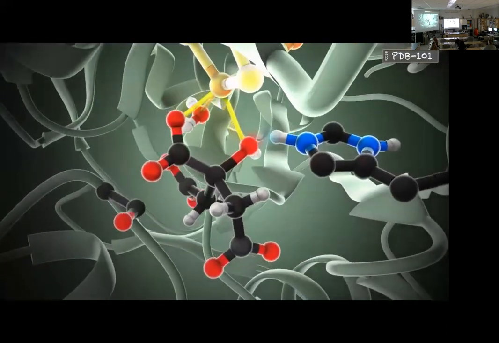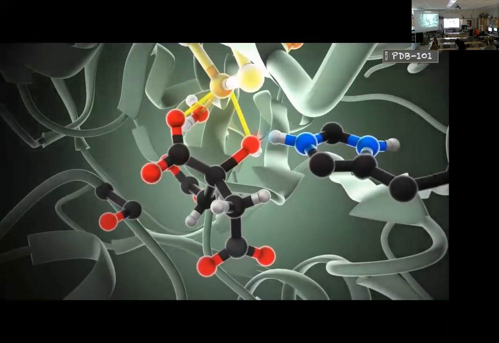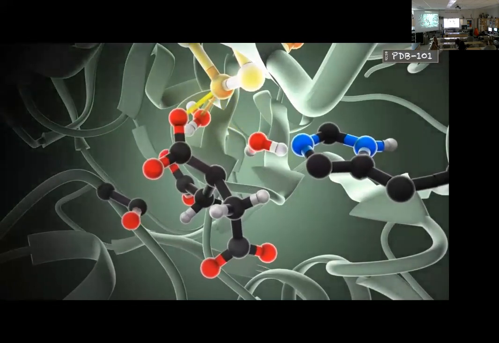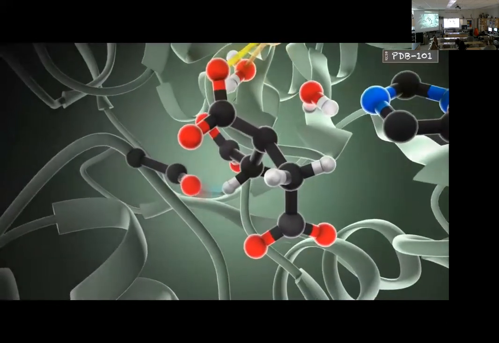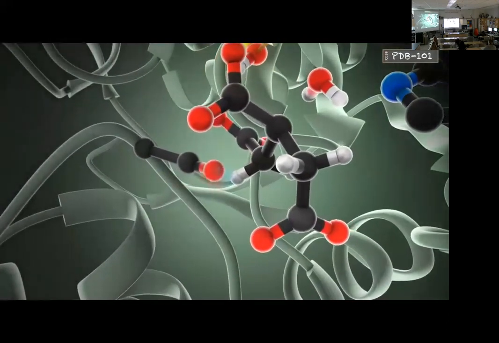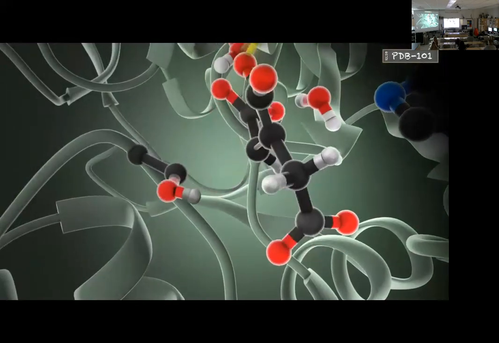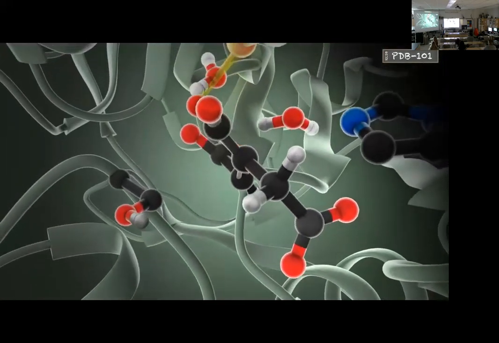The first step in the reaction is dehydration. In this step, histidine acts as an acid and protonates the hydroxyl on the substrate, allowing it to leave as a water molecule. Serine then acts as a base, extracting a hydrogen atom from the opposite side of the substrate, forming the intermediate cis-aconitate.